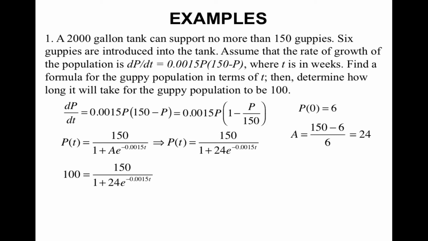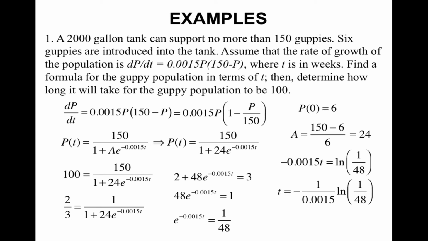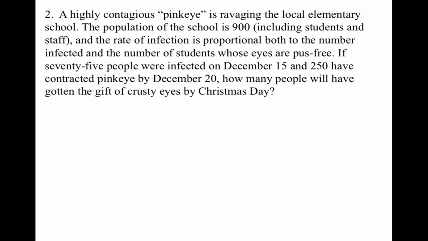So I want to find how long it's going to be for there to be a population of 100 guppies. So I'm going to set my population equal to 100, and I'm going to solve. To do that, I divided both sides by 150 and reduced the fraction to get 2/3. Then I cross multiplied, subtracted the 2, divided by the 48, natural logged both sides, and divided by that relative growth rate constant. And then to get the approximated value for t, it will take approximately 2,580.801 weeks. All right, why don't you go ahead and try this example on your own.